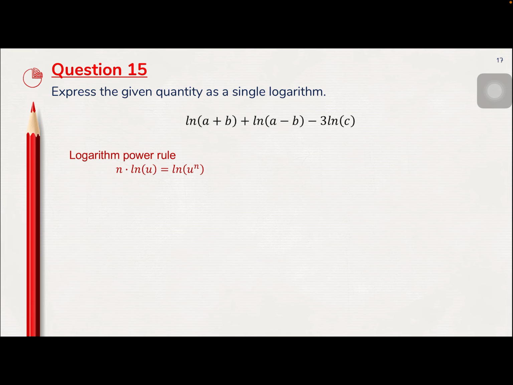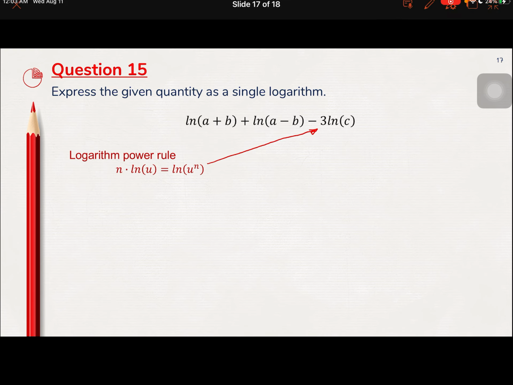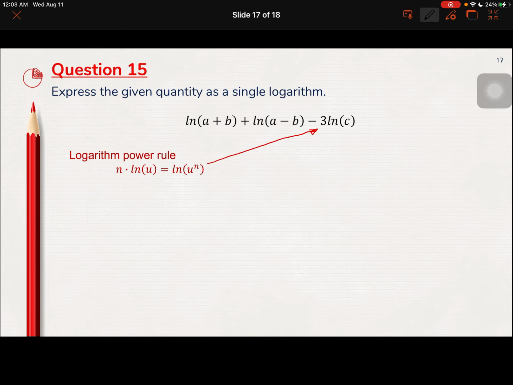I'm going to start using the logarithm power rule, which says that when you have a coefficient multiplying a logarithm, that coefficient goes as an exponent of the argument. So I'm going to write this as the logarithm of a plus b plus the logarithm of a minus b minus the logarithm of c to the third power, and this is using the logarithm power rule.